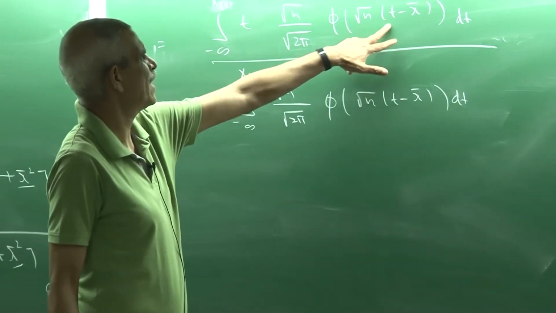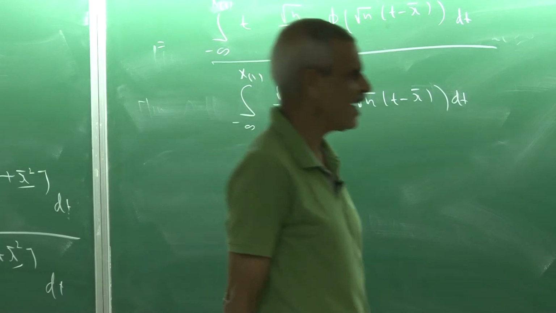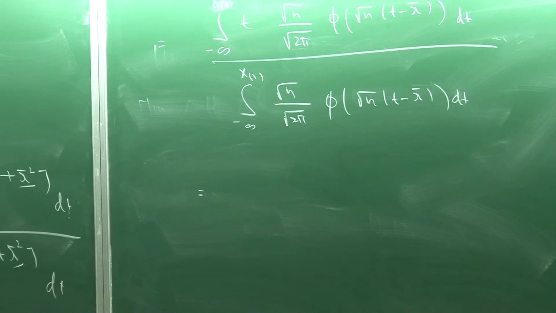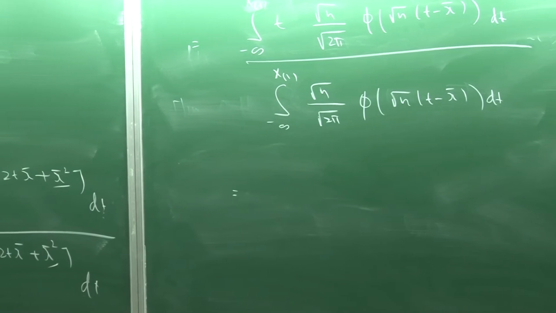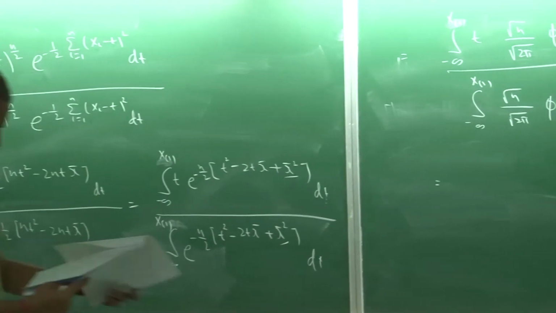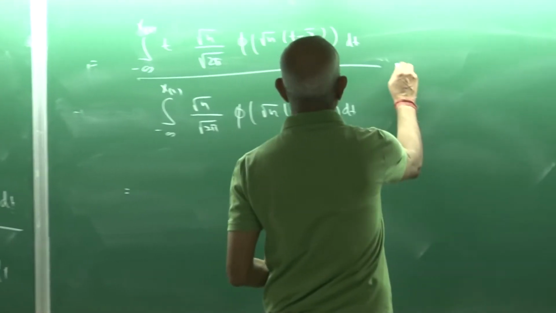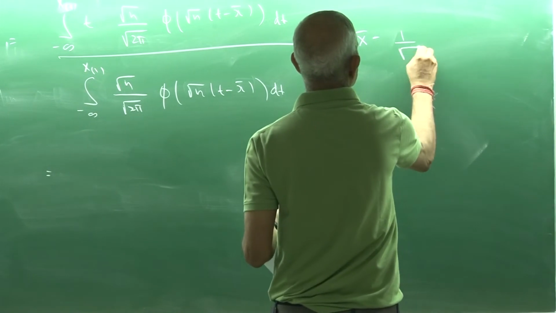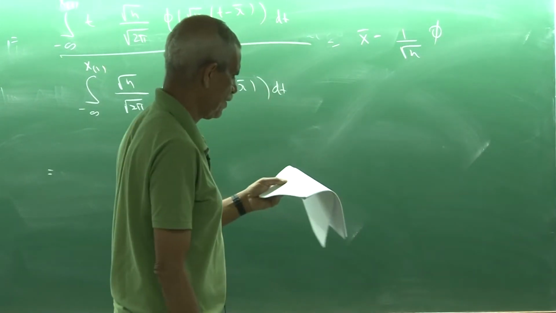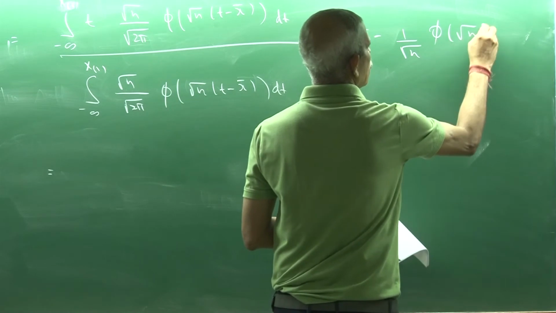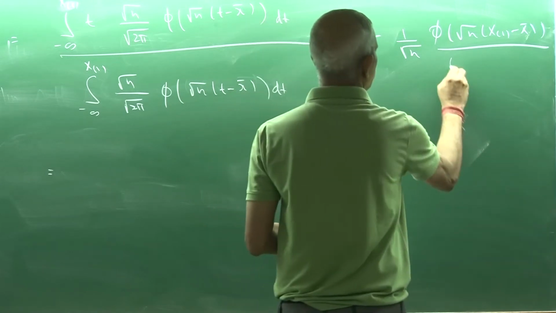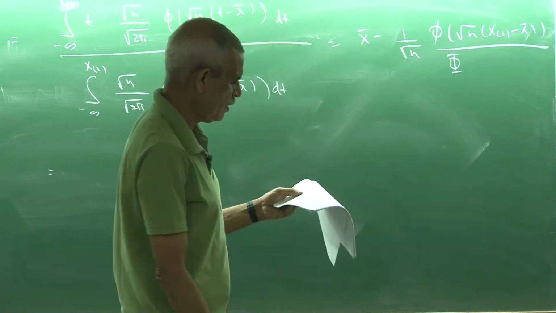You can make the transformation root n (t minus x bar) equal to z, something would come. You can finally solve this. Let me not give a final expression. You can do it in just 2 steps. Let me just give the final expression. This is going to be x bar minus 1 upon root n, phi of root n (x1 minus x bar), divided by capital phi, which is the distribution function of a standard normal, of root n (x1 minus x bar).